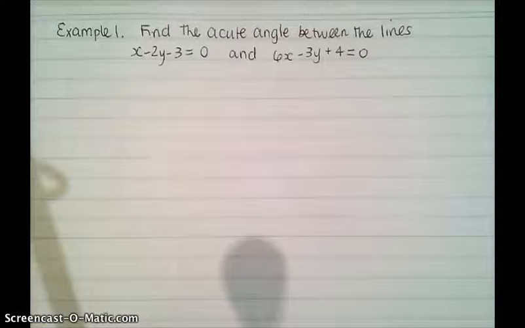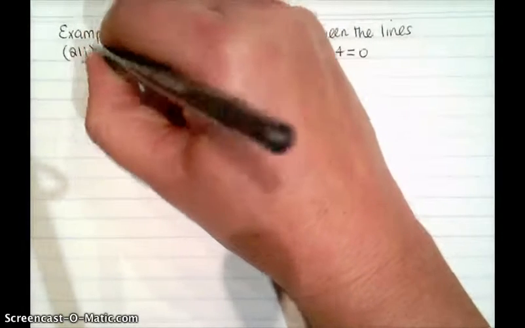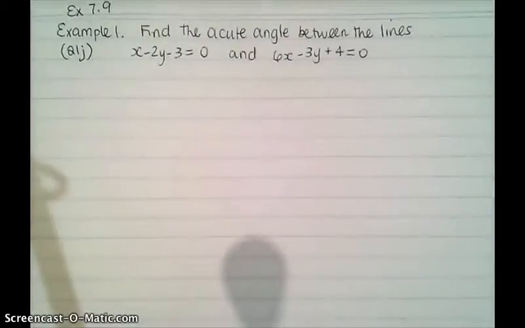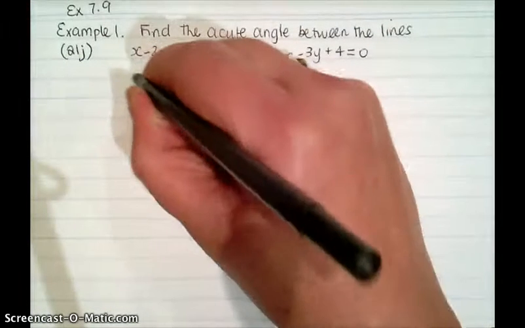Okay, this is our first example. It's actually question 1J from exercise 7.9 of your textbook. Okay, and the question is to find the acute angle between the lines x minus 2y minus 3 equals 0 and 6x minus 3y plus 4 equals 0. Okay, let's start with this first line here.